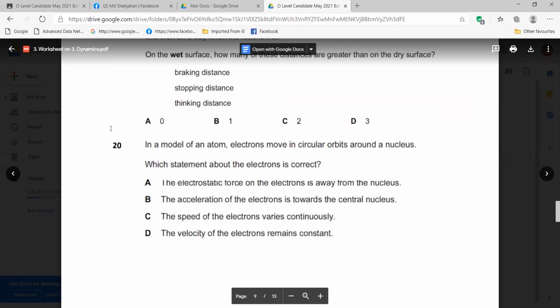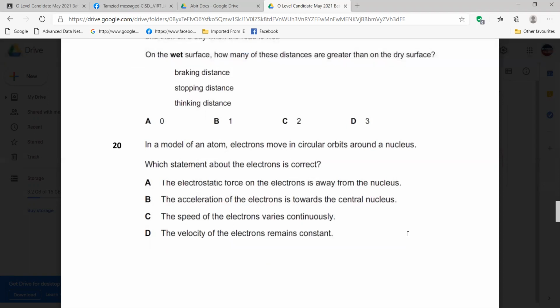Yes. So in circular motion, the resultant force is working towards the center, right? Yes, the center of the circle. And if there is a resultant force working towards the center of the circle, then there must be an acceleration towards the center. And for electrons, which one is the center? The nucleus, right? So which option do you think is correct? B.